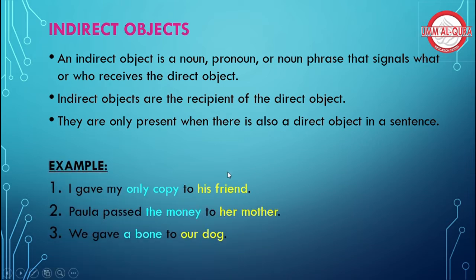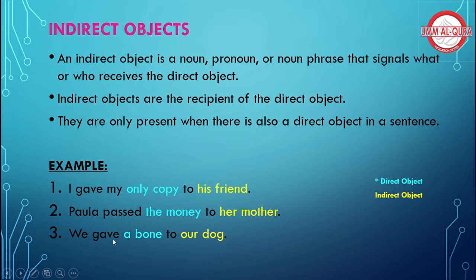How? I gave my only copy to his friend. My only copy here is the direct object. To his friend, it is further continuing, it is indirect. Okay. Paula passed the money. She passed the money. Passed here is the verb. The money is the direct object. Who did she pass it to? To her mother. Further, it is the indirect object.